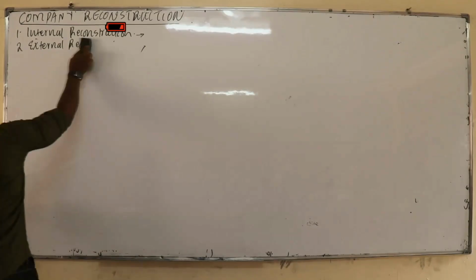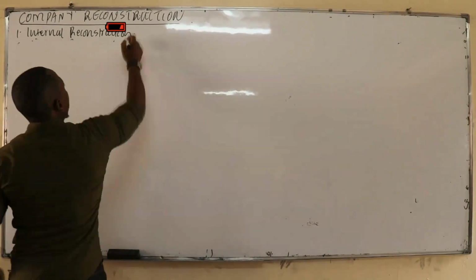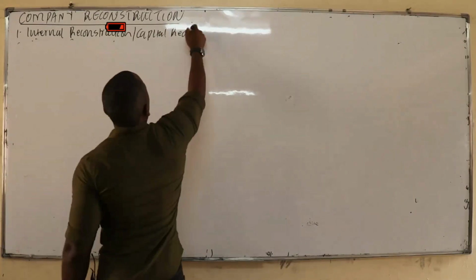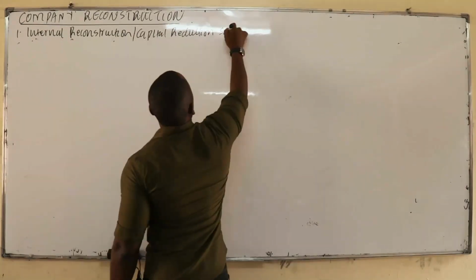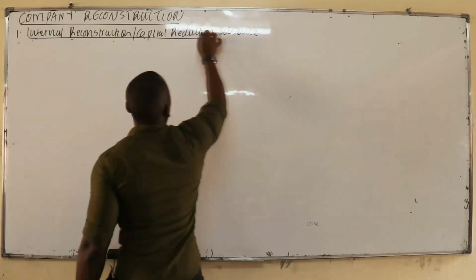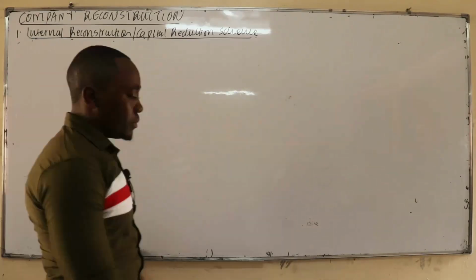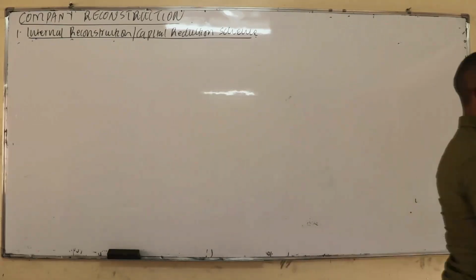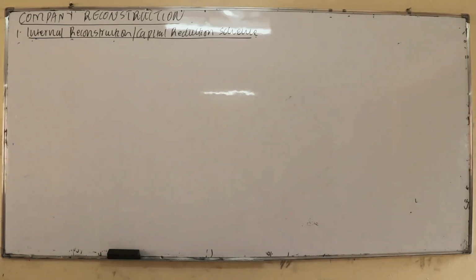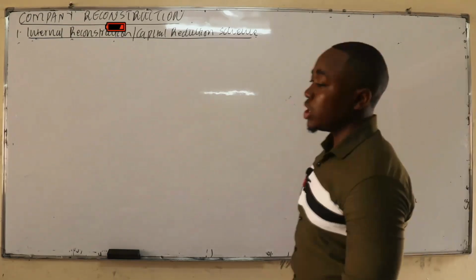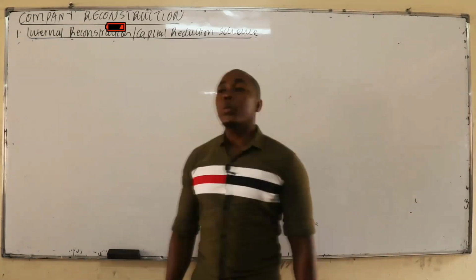Let's start with internal reconstruction. It's also known as a capital reduction scheme. This involves making the necessary capital changes without liquidation.